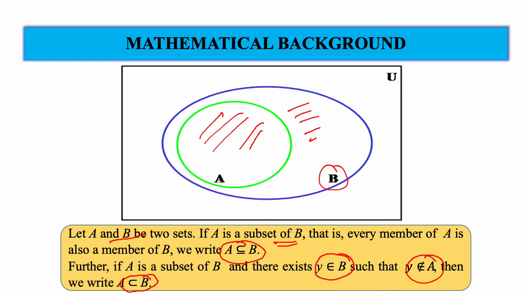So strict subset will be denoted by this sign. You can consider it as like greater than versus greater than or equals to. If both are equal, then we will say A is a subset of B. But if some elements of B are not available in A, then it's a strict subset of B.